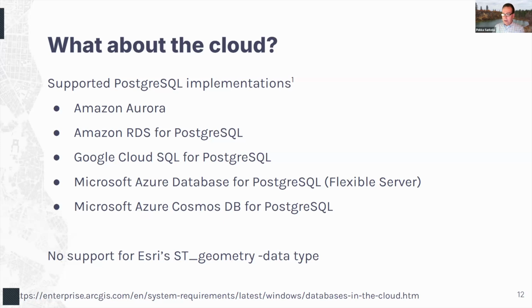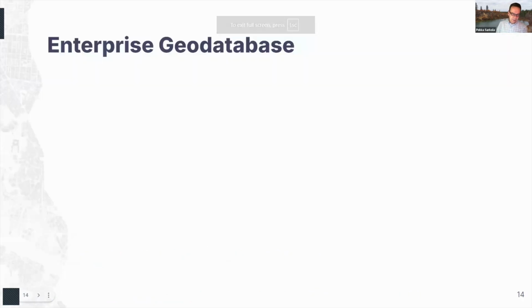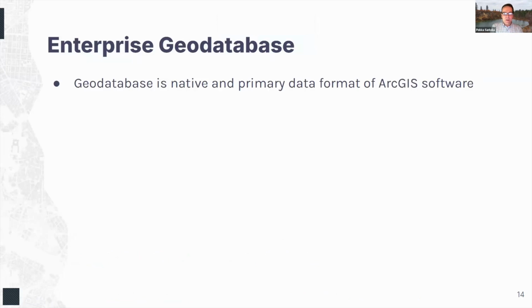Then about the Enterprise Geodatabase. Geodatabase is the native and primary data format of ArcGIS software. That's what they natively do, and that's what they support. Any other datasets are like second-class versions of the GIS data. So geodatabase is what ArcGIS software likes to use, and they support that most.